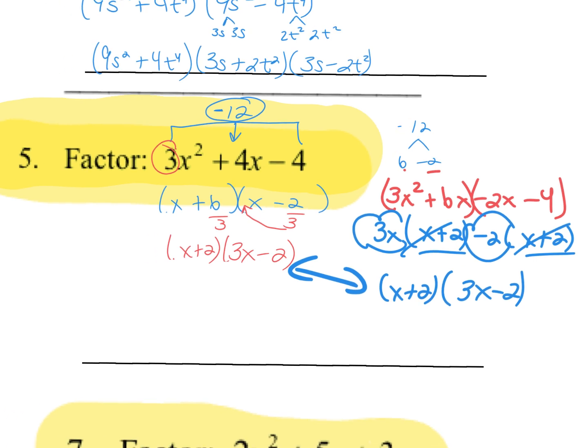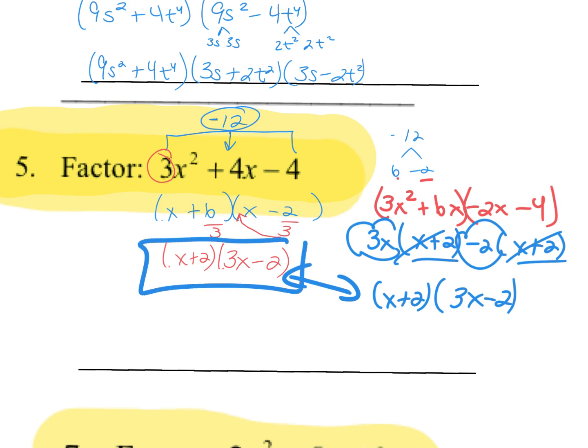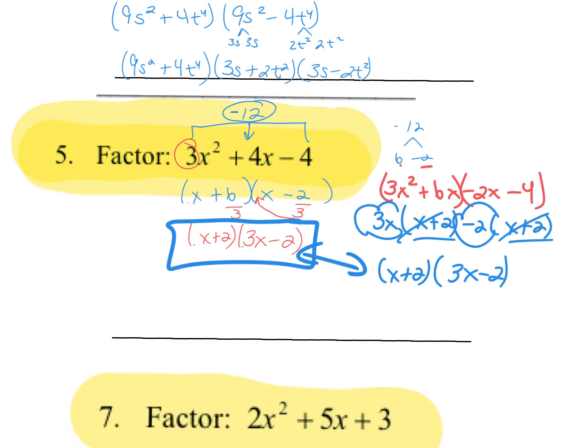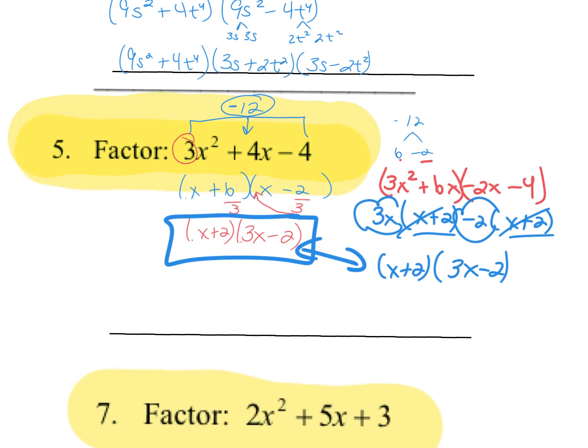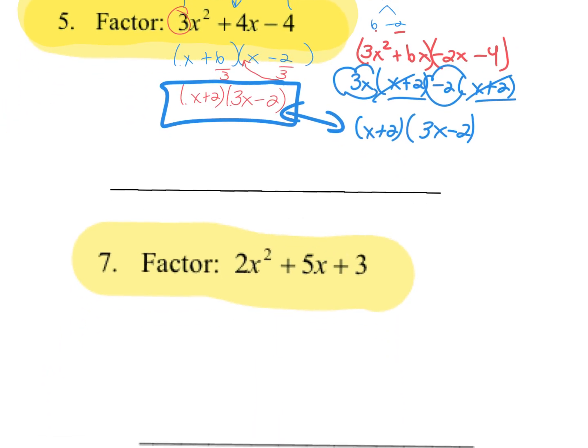But how do I know when I go to turn this in that this is correct? What can I do to check? Foil it. If you guys have time at the end, go back, foil it out, make sure that your signs are correct, all that stuff. Some of you will catch little errors by just going back to check. Questions? All right, let's go to number 7.